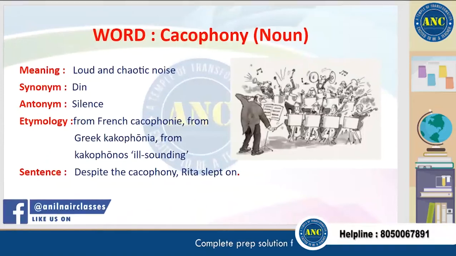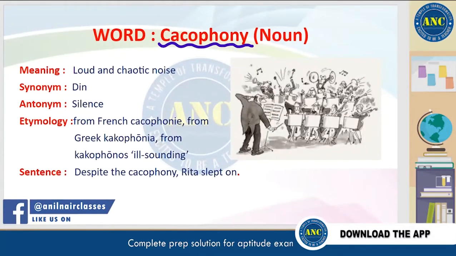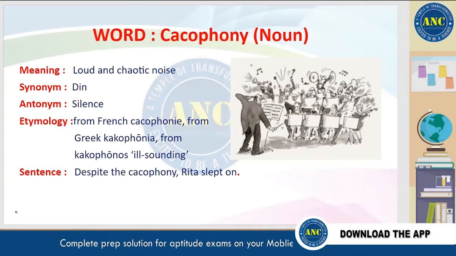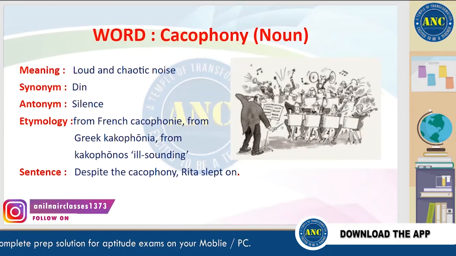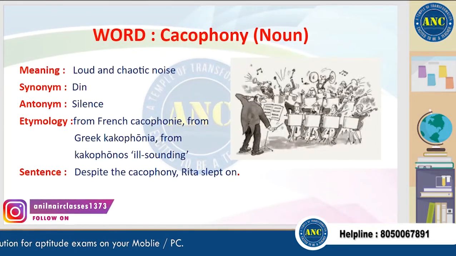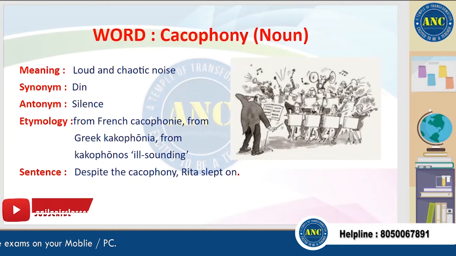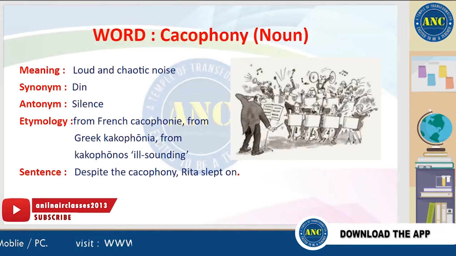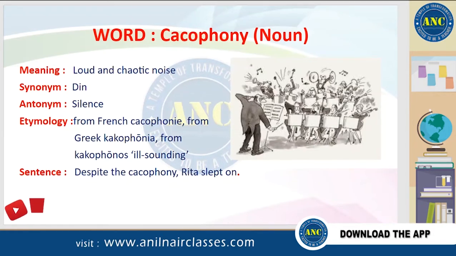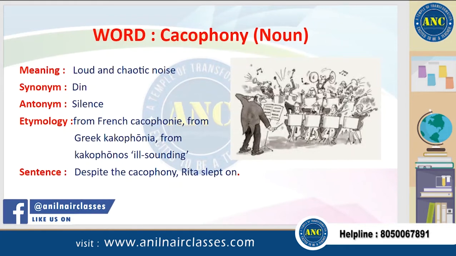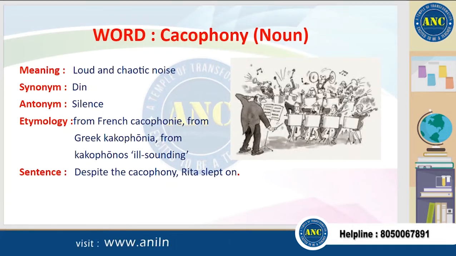The next word is cacophony. Cacophony means loud and chaotic noise. A synonym for this word is din, and an antonym is silence. It is derived from the French and Greek words which mean ill-sounding. A sentence for this word is, despite the cacophony, Rita slept on.